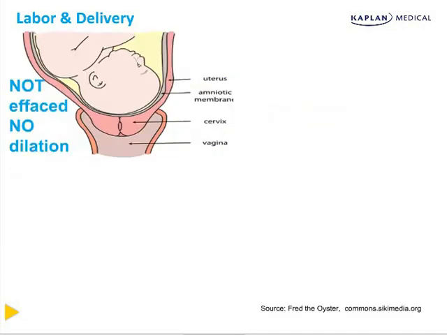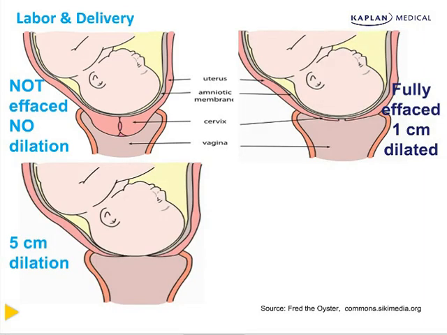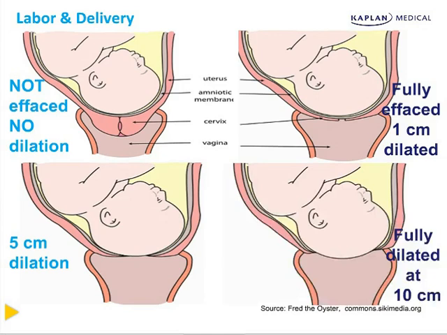The next few diagrams take us through the changes that we would see during stage 1 of labor. We start out with no effacement and no dilation. The cervix is closed and thick. As we progress, the cervix becomes fully effaced and begins to dilate until the dilation reaches 10 centimeters, where the patient is determined to be completely dilated.